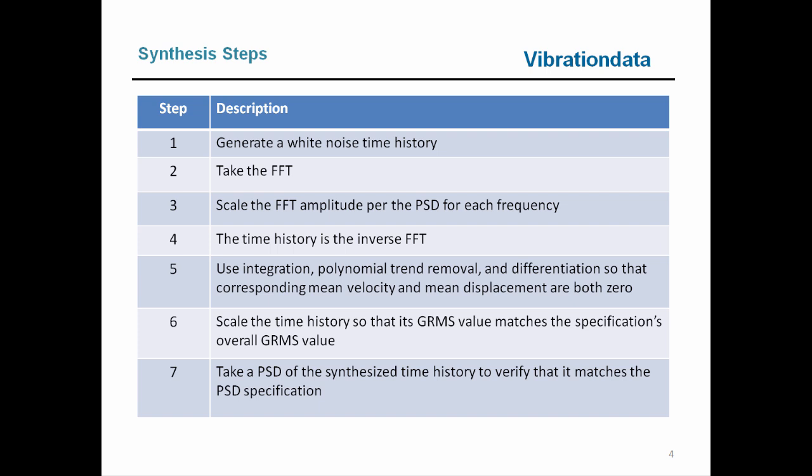Then in step 6, we scale the time history, our synthesized acceleration time history, so its GRMS value matches the specification's overall GRMS value. And then there's a corresponding scaling for velocity and displacement as well. And the mean value of our time history is going to be 0, so we can use the terms GRMS and standard deviation interchangeably. And then the final step, step 7, is just a verification step. We're going to take a power spectral density of our synthesized time history to verify that it matches our specification within some reasonable tolerance bands.